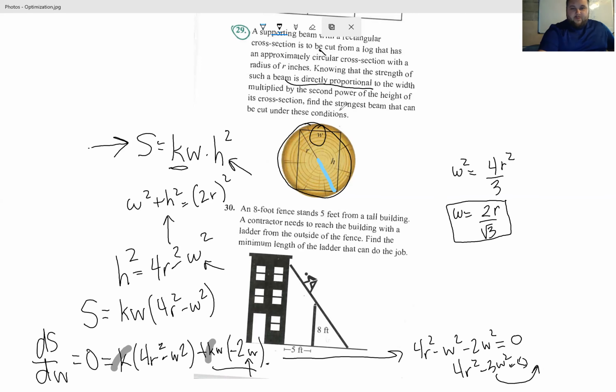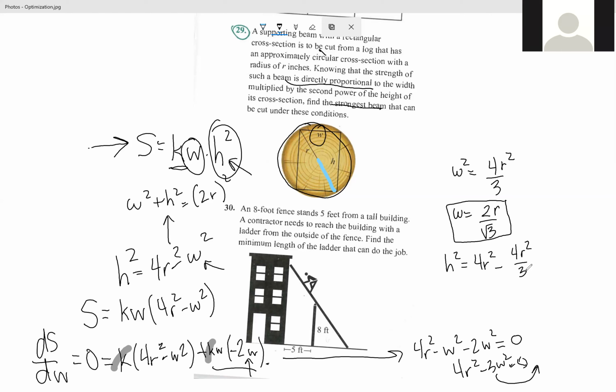Because the whole point is we want the strongest beam, which means I need W and I need H squared. So I don't even really need H, I just need H squared. H squared is equal to 4R squared minus W squared, which I have right there, which is 4R squared over 3. So that's 3/3 minus 1/3 times 4R squared. If I factor out a 4R squared, it's just 1 minus a third.